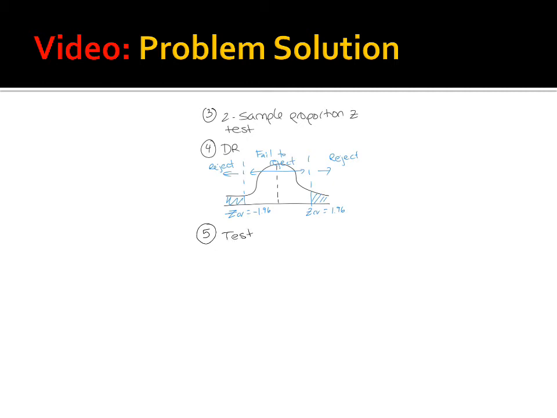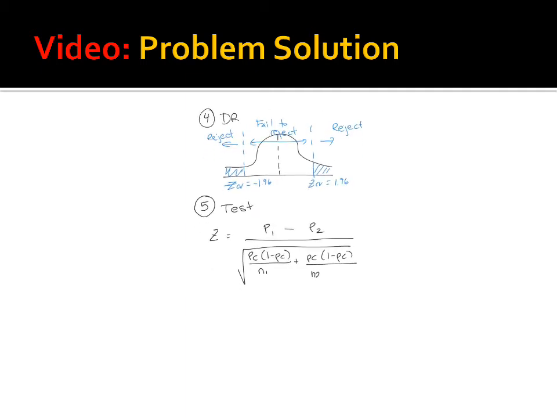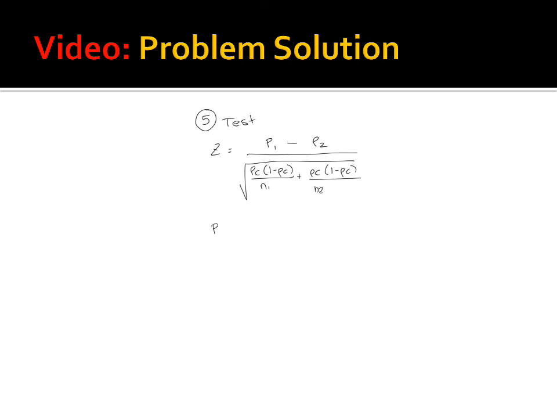When we're testing for the two-sample proportion test, our equation is z equals the proportion of sample 1 minus the proportion of sample 2, divided by the square root of the pooled proportion times 1 minus the pooled proportion, divided by n1, plus the pooled proportion times 1 minus the pooled proportion, divided by n2. Now, what is the pooled proportion? PC is found by taking the number of successes in group 1 plus group 2, divided by n1 plus n2.